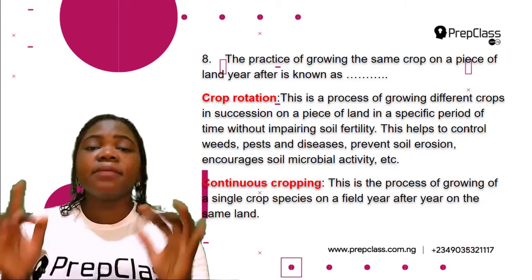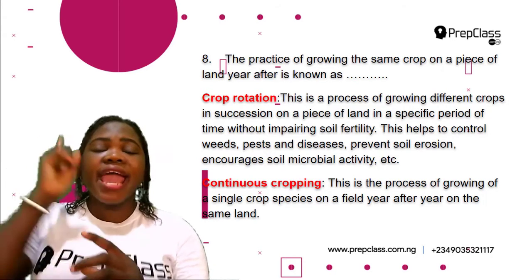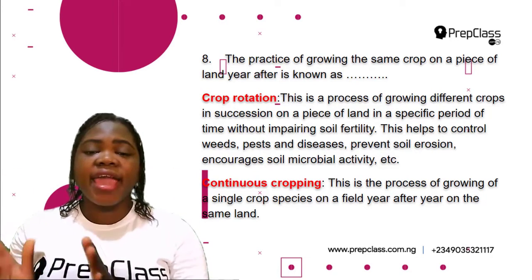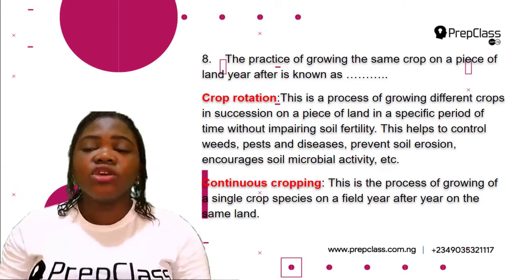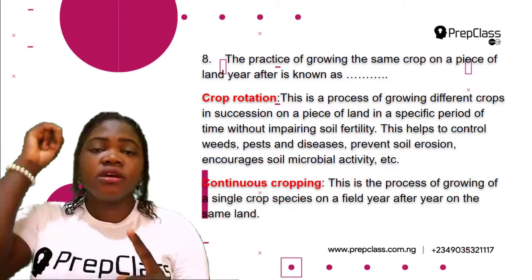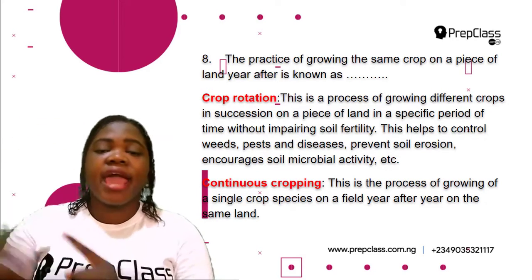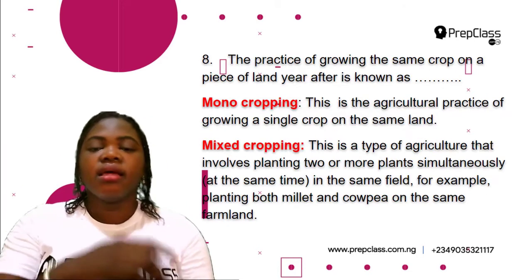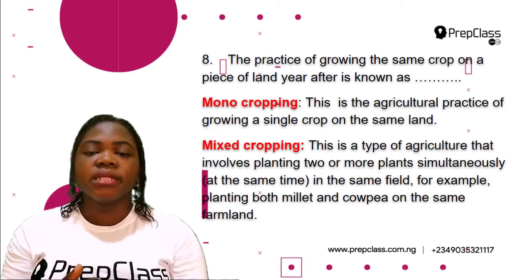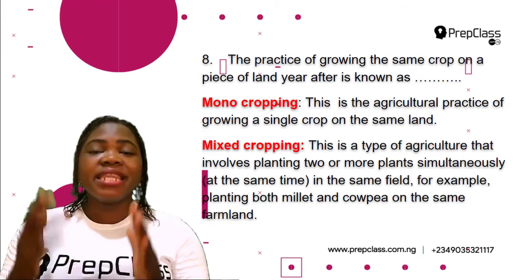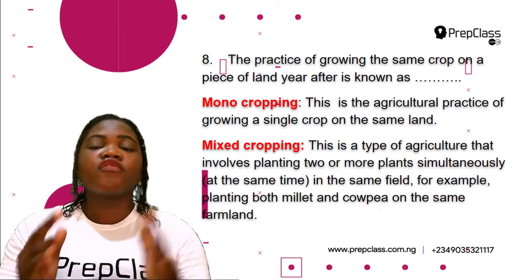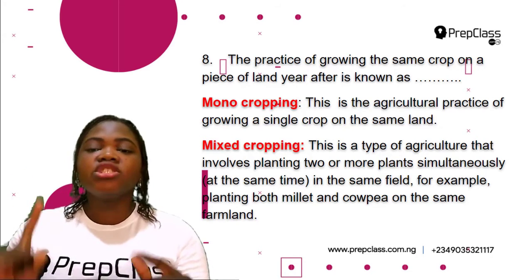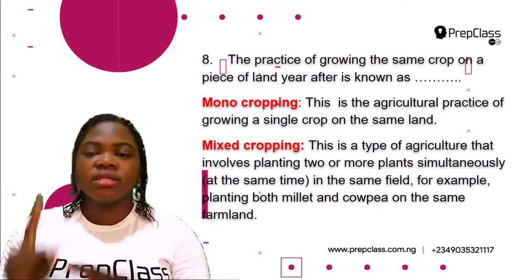Continuous cropping is the process of growing of a single crop species on a field year after year on the same land. So you are growing the same crop species year after year on the same land. So that is what continuous cropping is. Now, the next one is monocropping. What is monocropping? Monocropping is the agricultural practice of growing a single crop on the same land. So you're growing just one single crop on the same land.